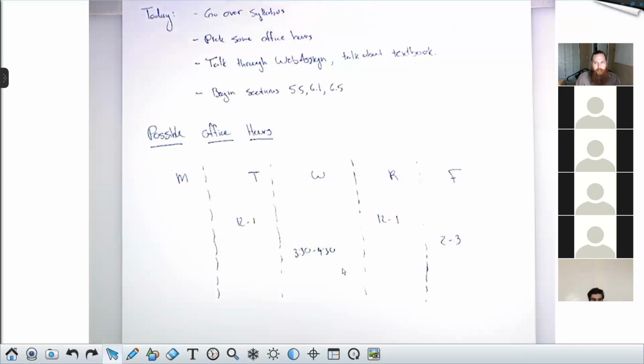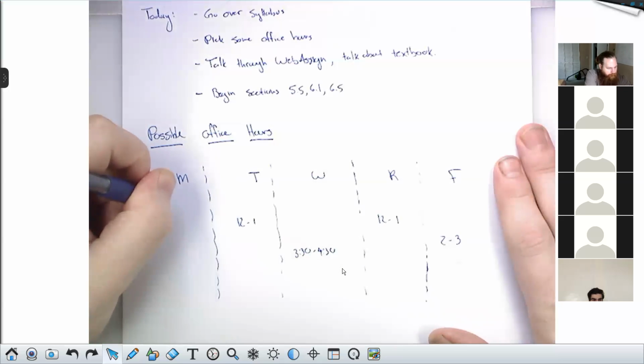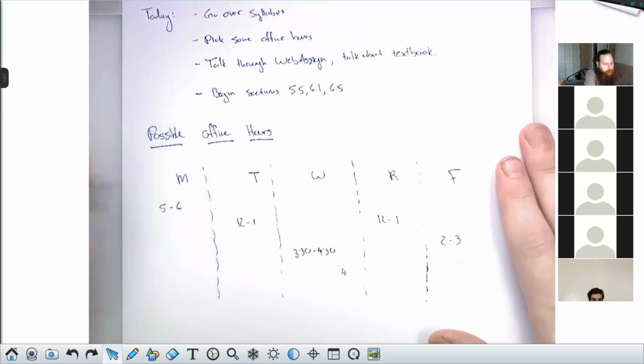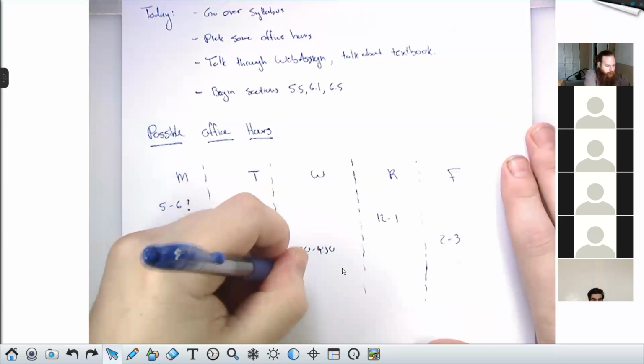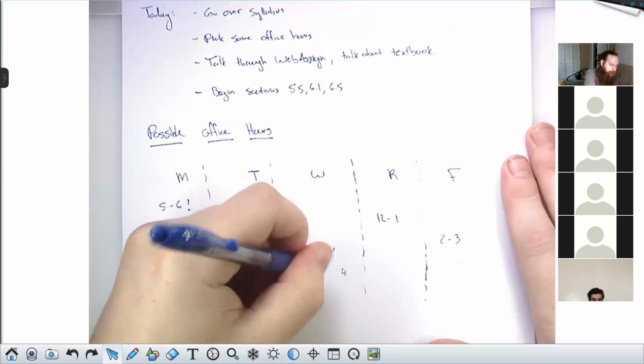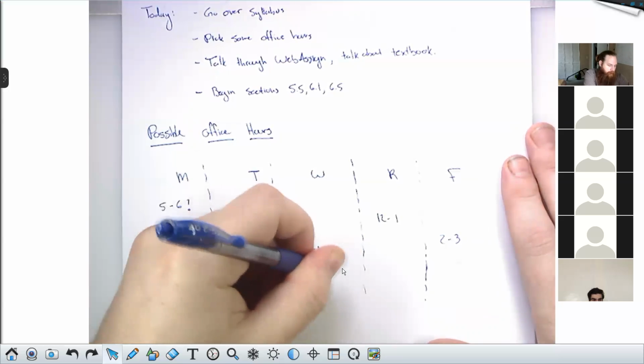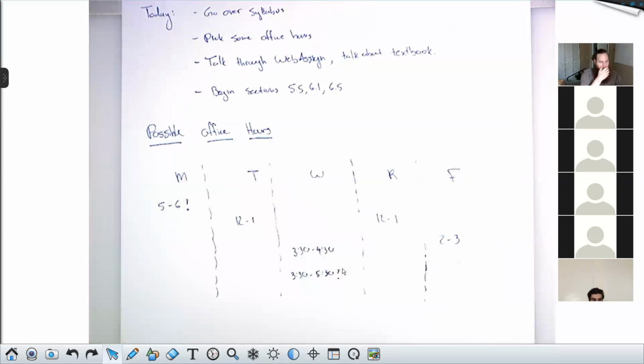Anything after 5, I can do 5 if that works with you. Okay. So maybe I could see about adding a 5 to 6 on Monday, or we could talk about extending the Wednesday, maybe 3:30 to 5:30 or something like that. Yeah, that works with me. At least to make sure it's convenient with you, of course. If anything, I can just talk to you one-on-one.